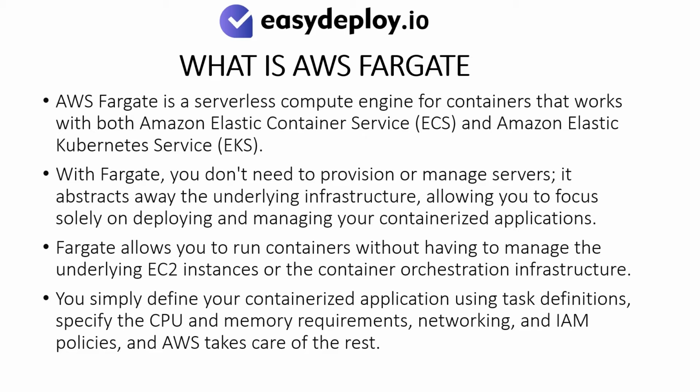What is AWS Fargate? AWS Fargate is a serverless compute engine for containers that works with both Amazon Elastic Container Service and Amazon Elastic Kubernetes Service. With Fargate, you don't need to provision or manage servers. It abstracts away the underlying infrastructure, allowing you to focus solely on deploying and managing your containerized applications. Fargate allows you to run containers without having to manage the underlying EC2 instances or the container orchestration infrastructure. You simply define your containerized application using task definitions, specify the CPU and memory requirements, networking and IAM policies, and AWS takes care of the rest.